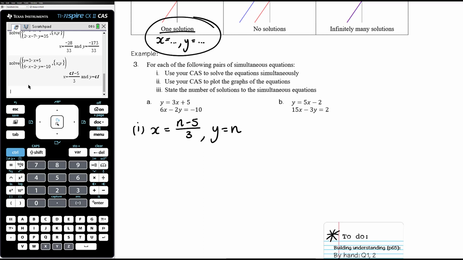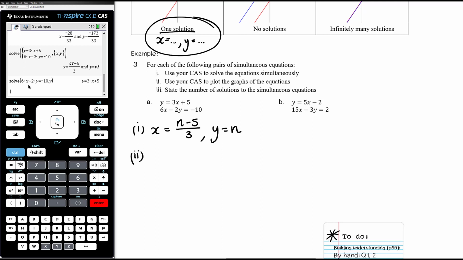That doesn't make a lot of sense, but your CAS isn't broken, it's actually doing exactly the right thing. Let's have a look by answering part 2 at what's actually happening with these 2 graphs. Before we can do that, we're going to need to make y the subject in the second equation. So I'm going to do a quick solve in my CAS. I'm going to solve 6x minus 2y equals negative 10 for y, comma y. Hopefully all is being revealed now. When we rearrange this to make y the subject, we find that the equation is also y equals 3x plus 5. So we can see that they're actually the same line.